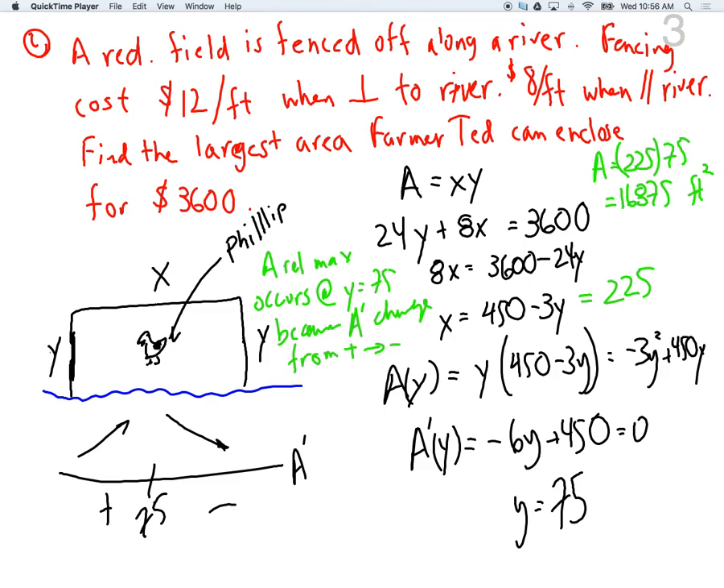I took this value of y and plugged it in there, and then found out what x is. Remember when we were doing related rates, that's our snapshot. So the snapshot is where the maximum occurs. y is 75, x is 225. Answer the question. Okay, all right, let's do one more.